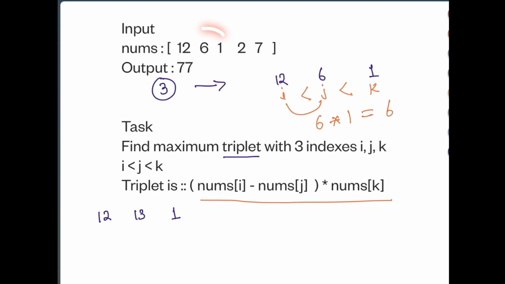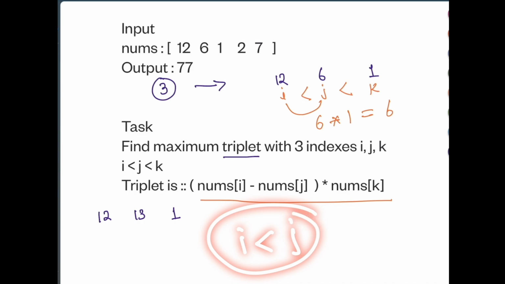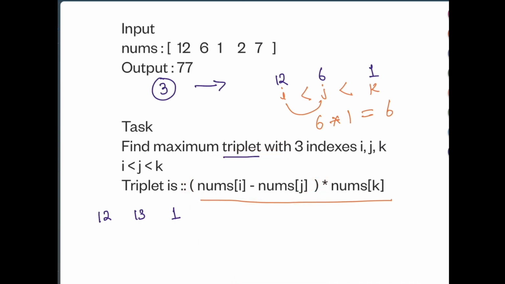For example, if the input is 12, 6 and 1, you cannot use 1 to produce your maximum difference. But if the input is 12, 6, 1, 2, here you cannot use 2 to produce your maximum difference, but you can use 1, right? You can use 6, you can use 12 as well, right? These 3 numbers can be combined in such a way that i is less than j and you produce this maximum difference. And then you will have to multiply it with your current number k and see if you can create the maximum value of your triplet.